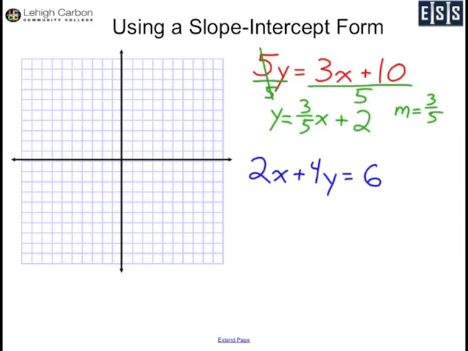So now my slope, or m, is 3/5. My b is positive 2. So in the y-axis, I go to 2. My slope says rise 3, run 5. Rise 3, run 5, connect my points.